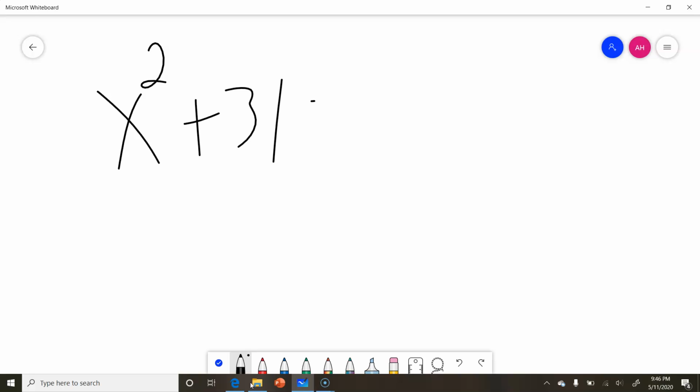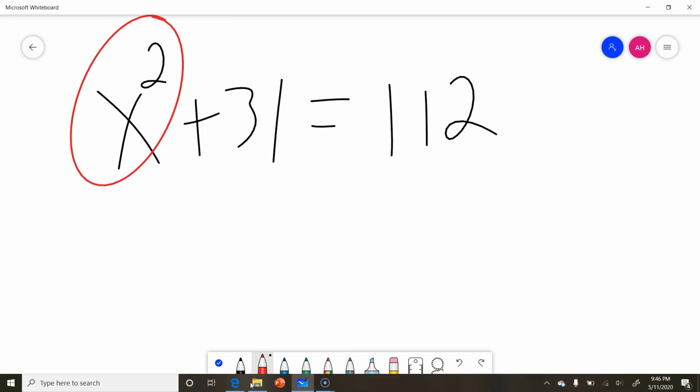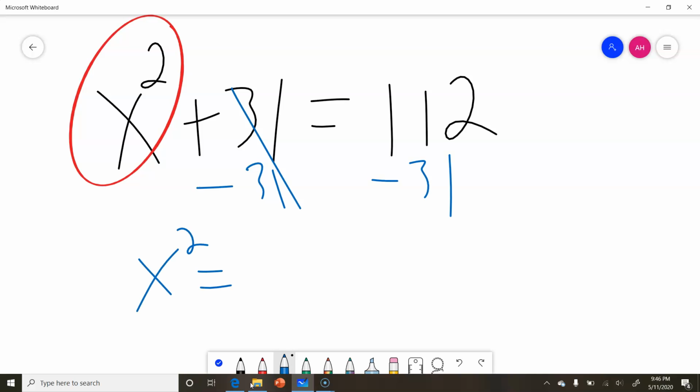So you probably want to write this down. x squared plus 31 equals 112. Okay, so we're doing the same thing. We're solving for x. So the first step is to subtract 31. Subtract 31. I'm left with x squared equals 81.